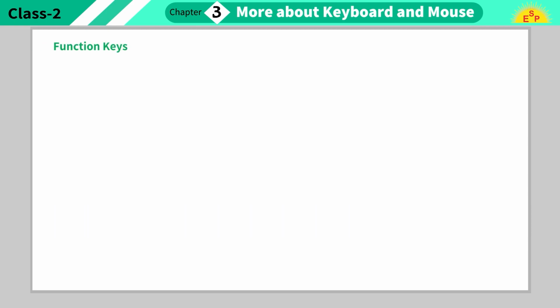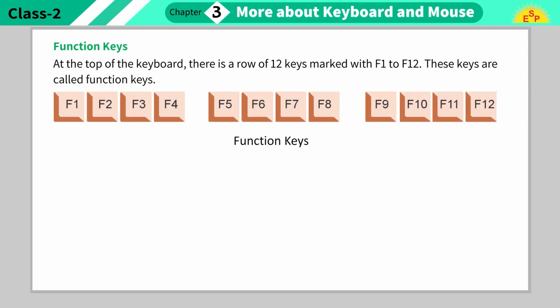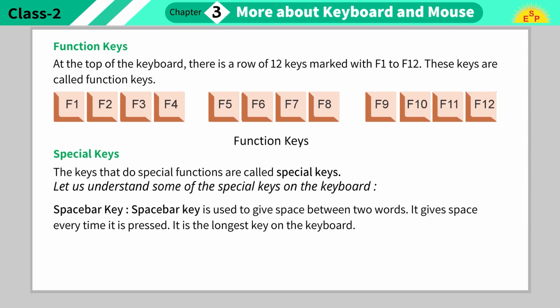Function keys. At the top of the keyboard, there is a row of 12 keys marked with F1 to F12. These keys are called function keys. Special keys. The keys that do special functions are called special keys. Let us understand some of the special keys on the keyboard.